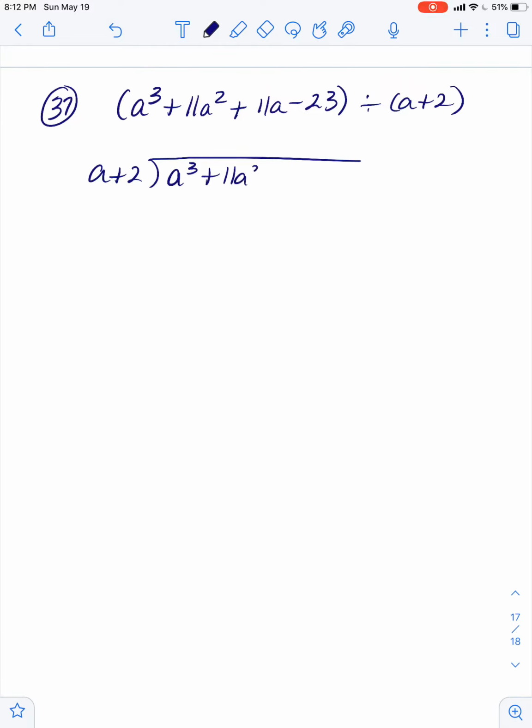And I know some of you groan with that because you don't like regular long divisions. But don't make it too difficult, okay? So the question simply is, what do I need to multiply a by to get a cubed? And it's a squared. So I'm going to take a squared, and I'm going to multiply it by what I'm dividing by, this piece here. So that's what I'm going to multiply every time. So I'm just distributing, a cubed plus 2a squared.